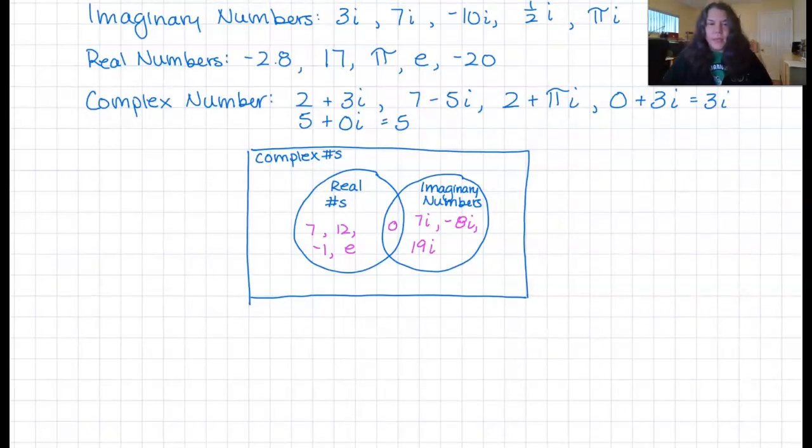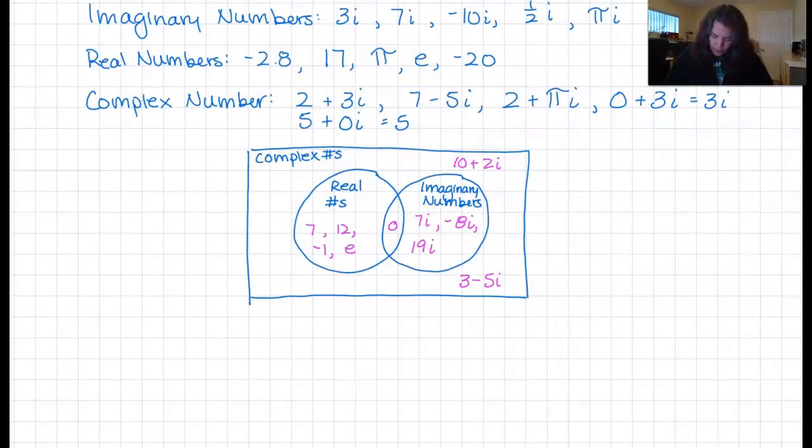So, and then we have numbers like 3 minus 5i, 10 plus 2i, and so on. And those numbers don't belong in the circles because they're not real or imaginary. They have a real part, and they have an imaginary part. But the number itself, 10 plus 2i, is a complex number. So, a little bit about what a complex number is.